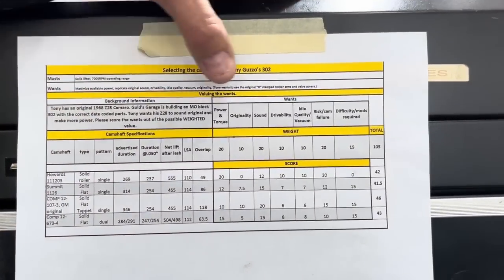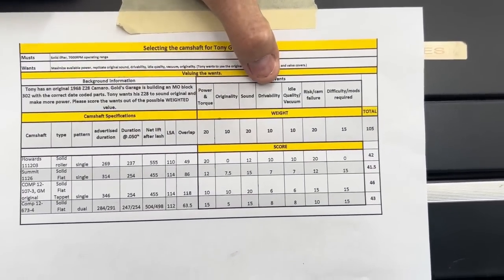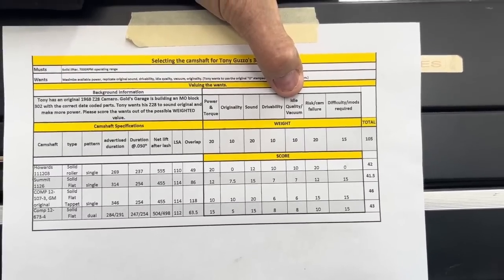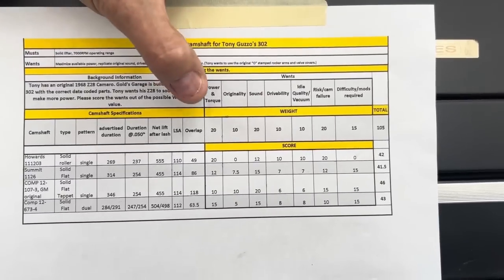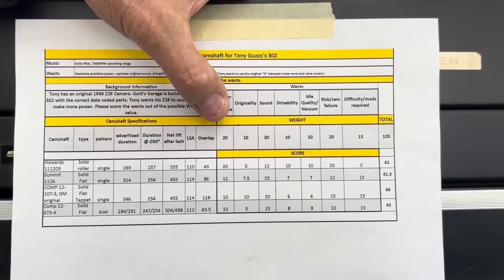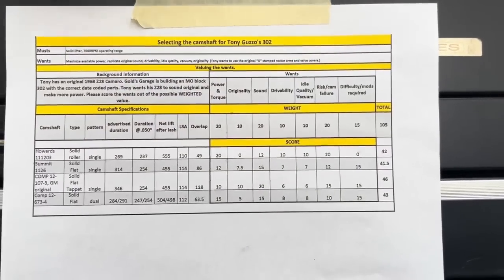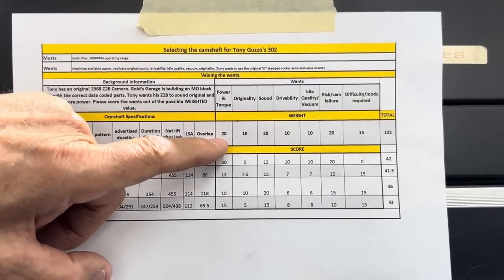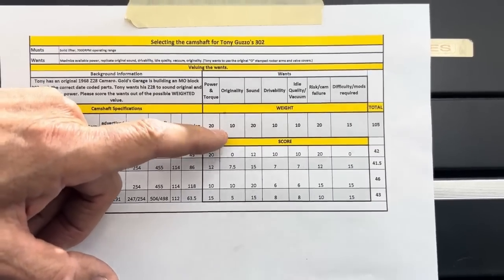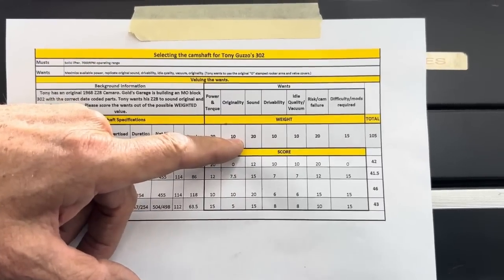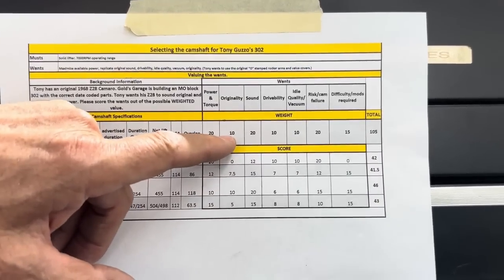So the next thing we do, here are the factors: power and torque, originality, sound, drivability, idle quality and vacuum, risk, and difficulty of installation. So I've weighted them. They're not all equal, and it's a little bit of subjectivity. We want to make power. So the biggest number you can have for weighting is 20. So I gave power and torque a 20 because it's pretty darn important. Originality, I gave it a 10 weight, and Tony might give it more than that. But once again, I'm trying to show you the process.